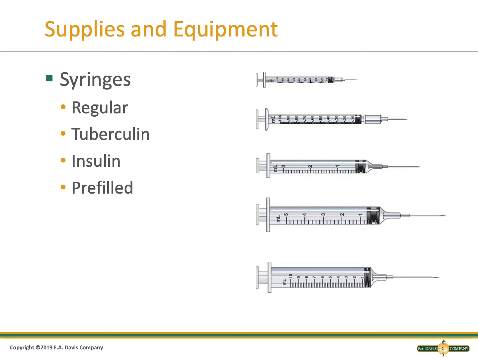The parts of the syringe that need to be kept sterile include the plunger, the inside of the barrel, the syringe tip, and the needle cannula. The cap does not have to be kept sterile.